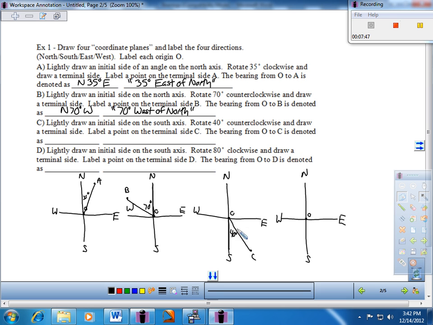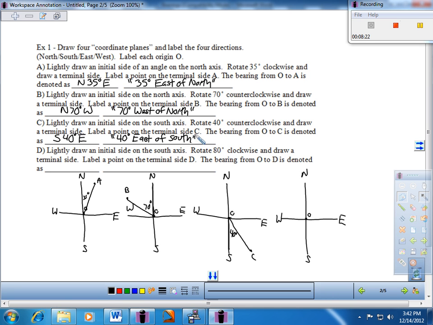And so what I want to do is describe the bearing from O to C. And now I think we've got a little rhythm with this. So the bearing from O to C is denoted as off the south axis here. That's where we want to be careful. Off the south axis. And I rotated 40 degrees. And it looks like I went in an easterly direction. And so we would read this, of course, just kind of put in quotes there, 40 degrees east of south.